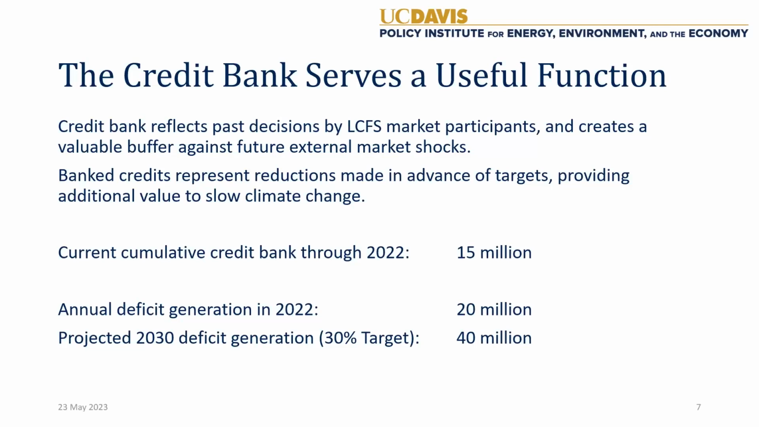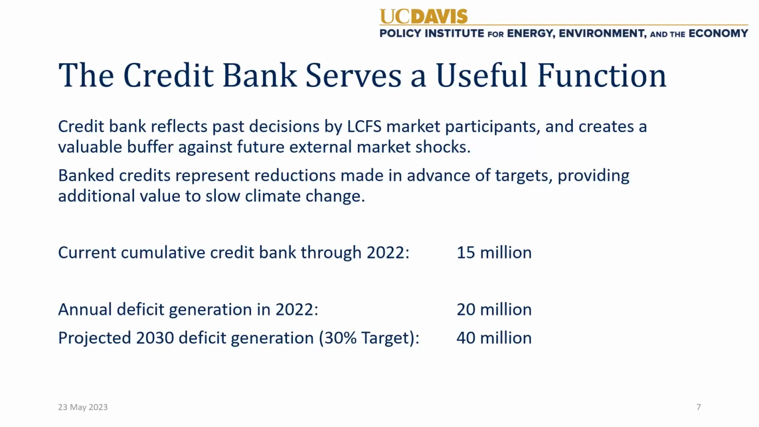The other thing to realize is that, as Jeff said, as the program targets get more stringent, the number of deficits generated per year is going to increase a lot. So right now, as you said, our total credit bank is about 15 million credits. In 2022, we had about 20 million deficits generated. So that means our bank is about 3/4 of 1 year deficits. But by 2030, the modeling that we're doing projects that we're going to be getting over 40 million deficits a year. And a 15 million credit bank looks a lot different in comparison to a 40 million annual deficit obligation than it does a 20 million.